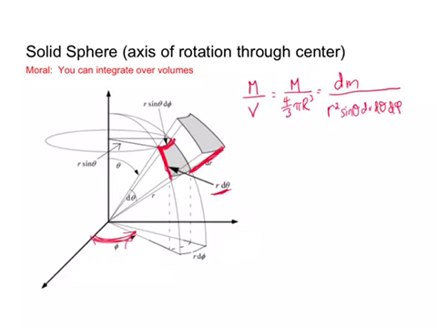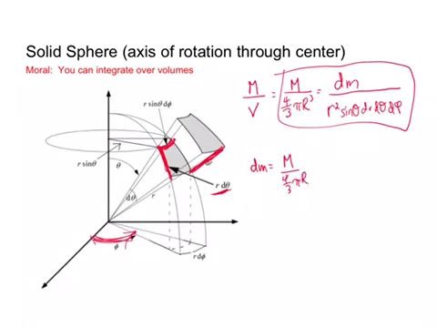So now, like before, I'm just going to pay attention to the middle term and the rightmost term. That's going to get us our mass element. Solving for dm, we get big M over 4/3 pi big R cubed times r squared sine theta dr d theta d phi. There's our mass element that we're going to substitute into our integral.